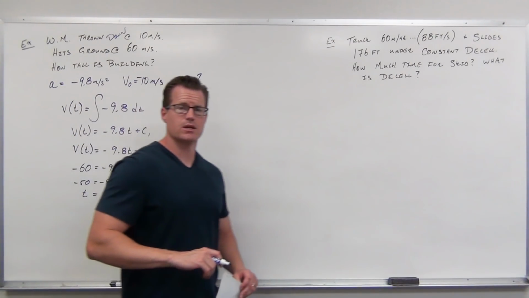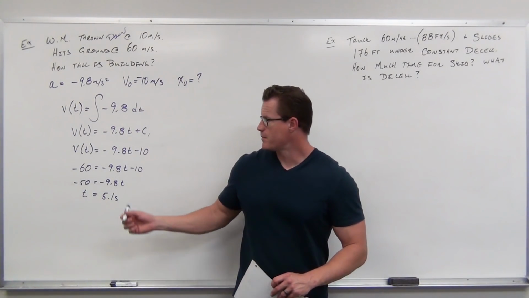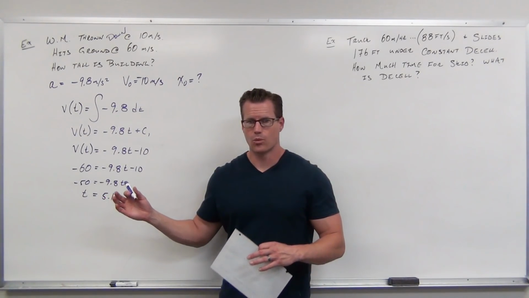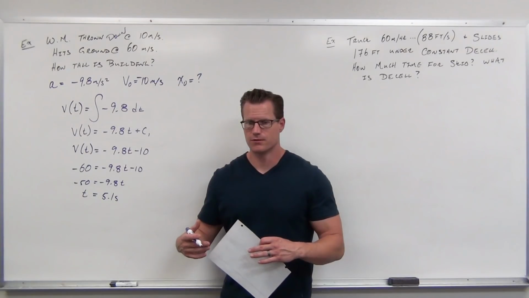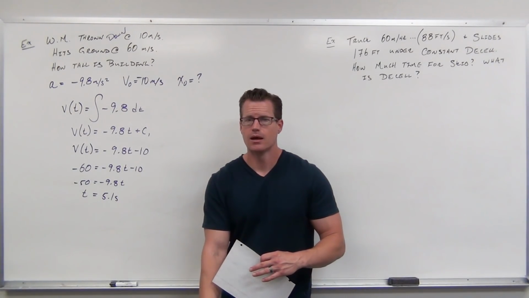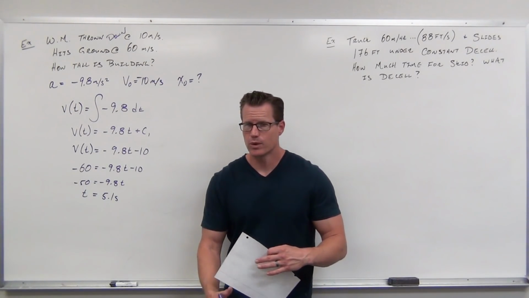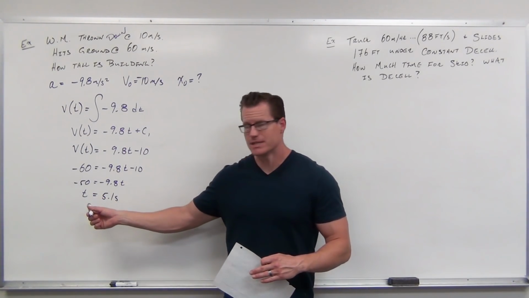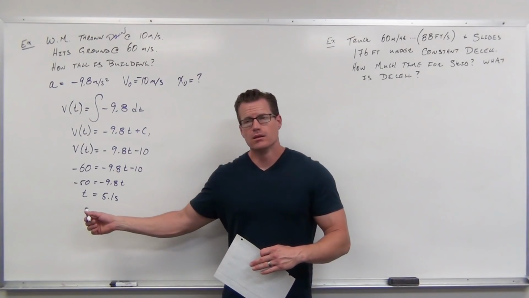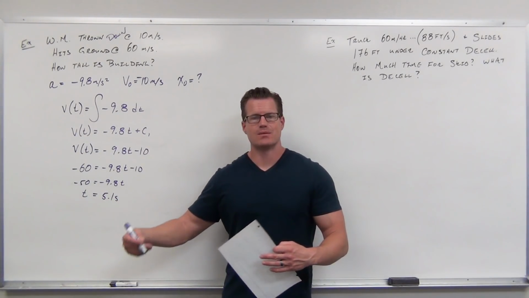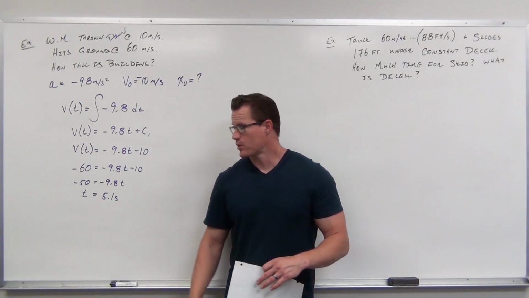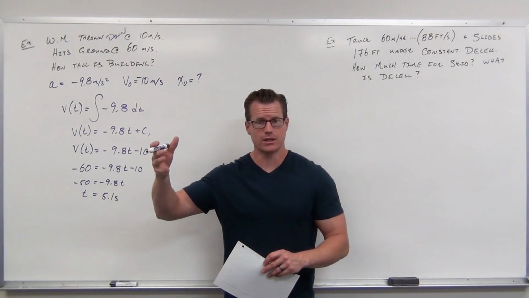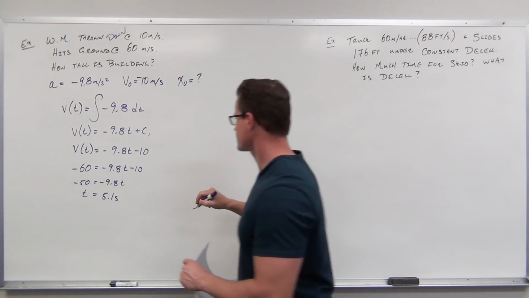5.1 seconds. So here's what that means. It is going to take 5.1 seconds for our watermelon to reach a velocity of negative 60 meters per second. Now, we know that when it reaches the velocity of negative 60 meters per second, it's hitting the ground. So that's the time it takes to hit the ground. Let's go ahead and find the position function and then backtrack. If we know it takes 5.1 seconds to hit the ground, we should be able to use that to figure out the height of our building.